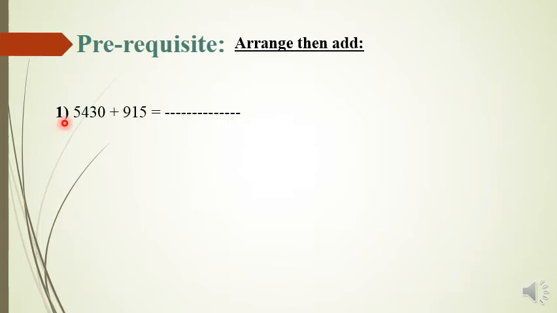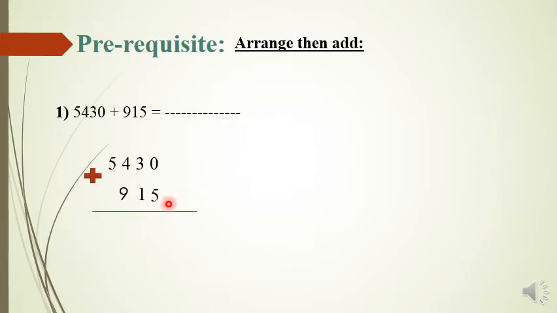Let's add in part 1, 5,430 plus 915. Can I add them directly? No. So let's write them in the vertical form. So writing the first number, which is 5,430, and let's line the second number under the first number. So we put the ones under the ones, tens under the tens, and hundreds under the hundreds. And now we are ready to add.